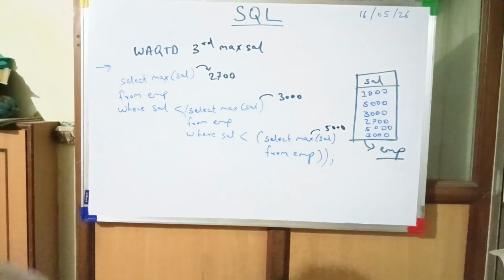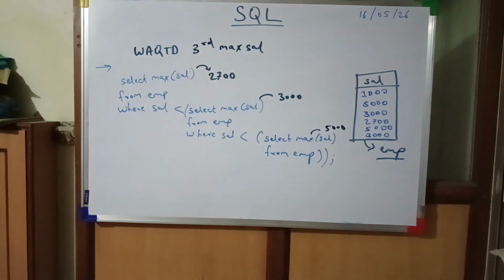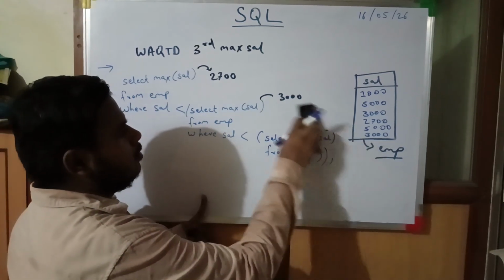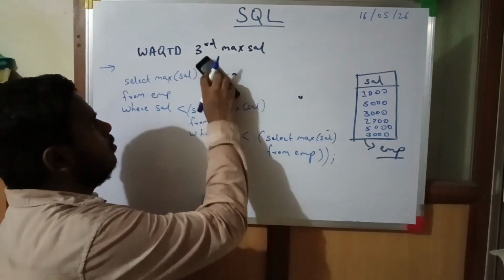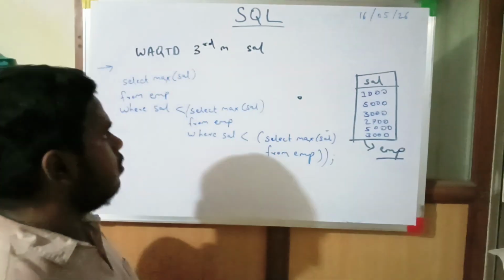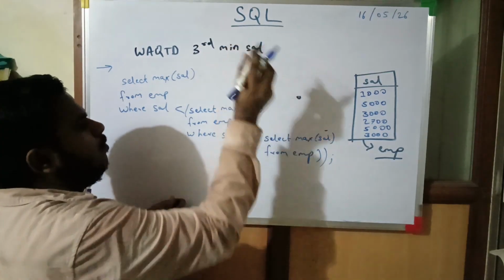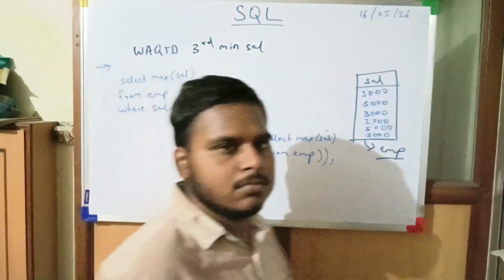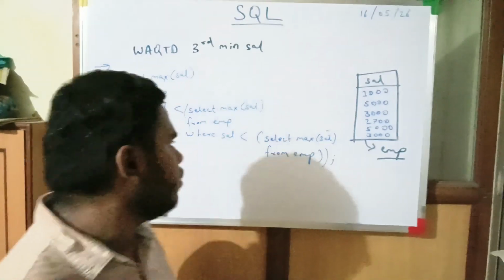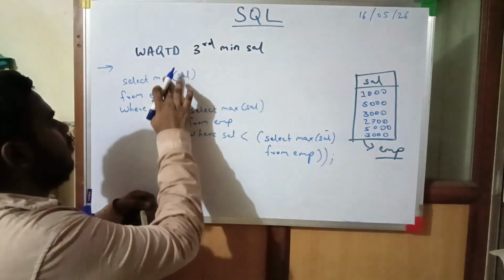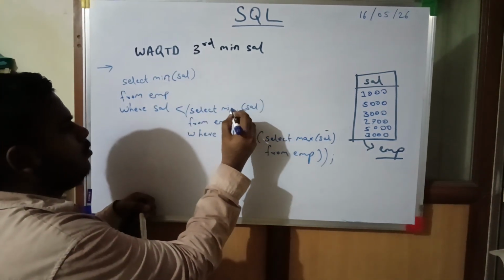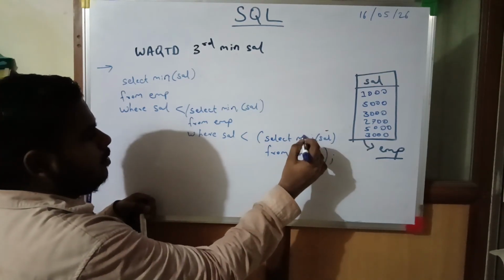Is the board visible? Okay. Now, if I give you a question, instead of max, if I say find the third minimum salary, what will you do? Is the query right for third minimum salary? No. A minor change is needed. Here, instead of max, I will write min, because min is ours. Three times min should be there. Instead of max, three times min.